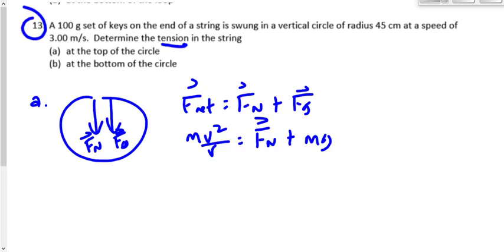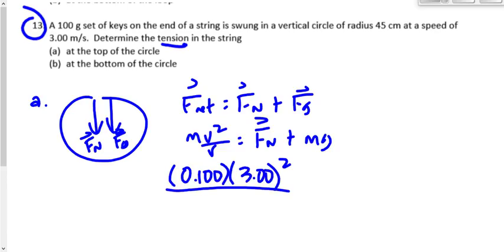We've got a 100-gram set of keys, so we're going to make it 0.100 kilograms times the speed, which is 3 meters per second. Now, if you look at the assignment booklet that I gave you for your field trip yesterday, by the way, your radius is 0.45 meters.